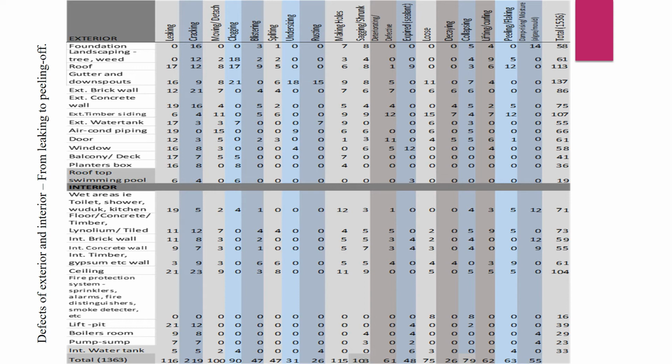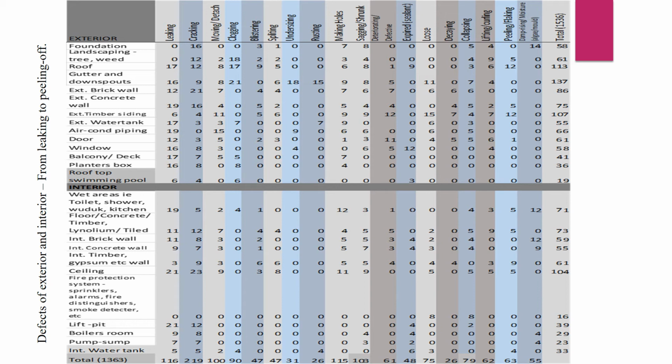internal wet areas like the wudu, the shower, toilet, the kitchen, or the floor, the interior brick wall, the ceiling. It also involves the fire protection. Okay, they got the fire protection, not many, only 8 defects. 8 is collapsing, maybe the sprinklers not working, falling down and things like that.